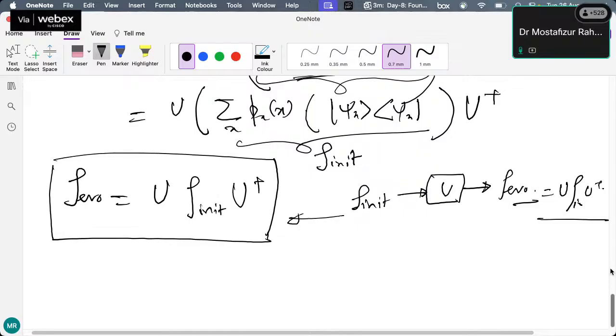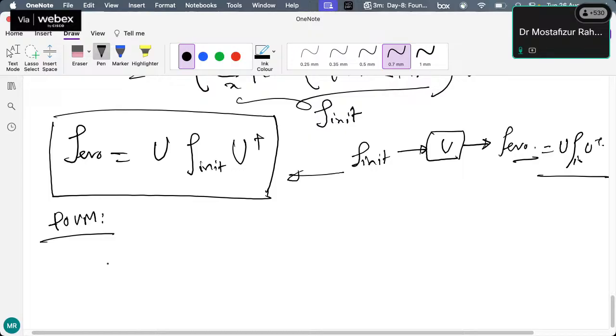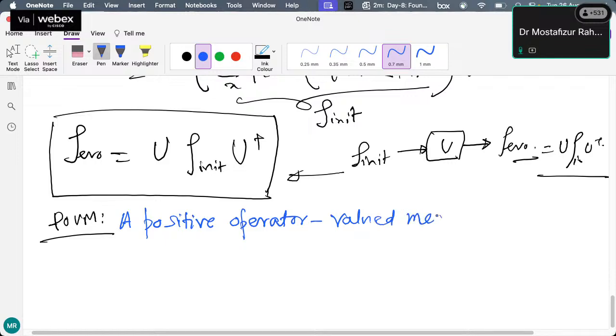It has a good relation with something called the POVM operator. Yesterday we introduced the various measurement operators in outer product form, using the completeness relationship. Those sets of operators are called POVM operators, or positive operator valued measurement. Let me write it, it will help those who are new. Positive operator valued measurement, in short POVM.